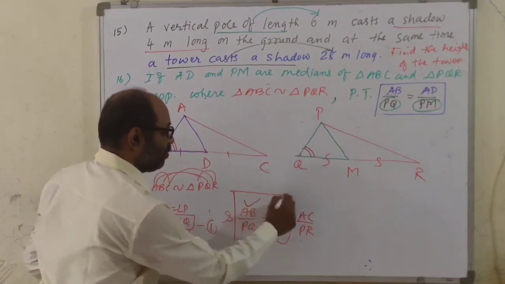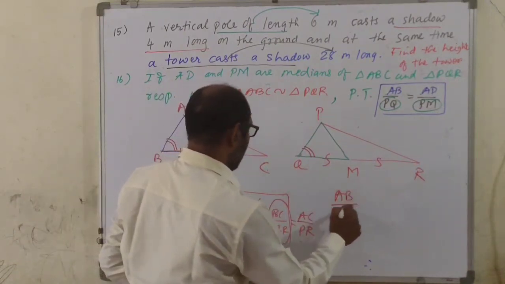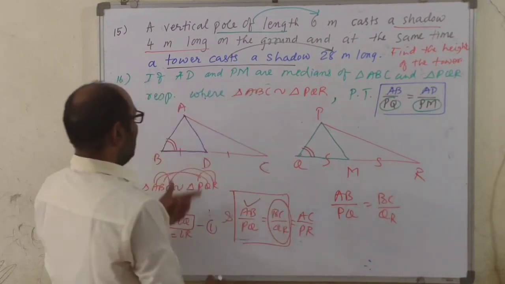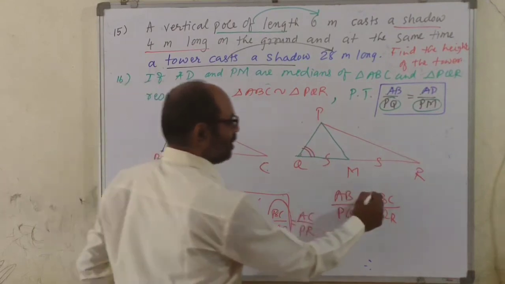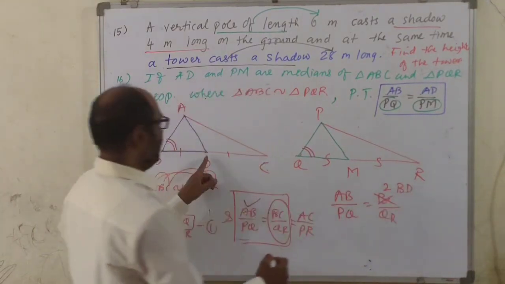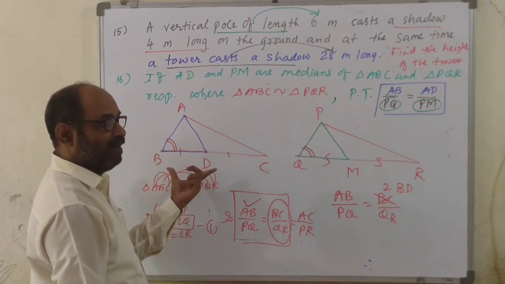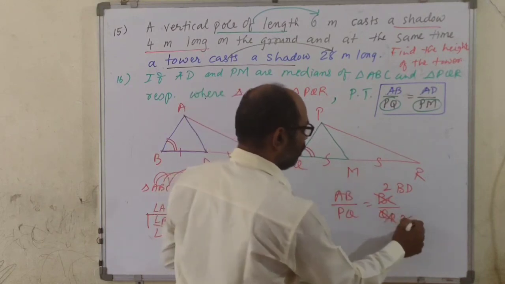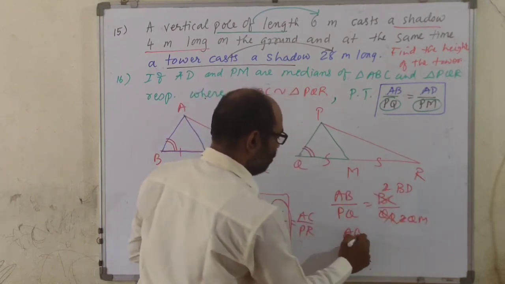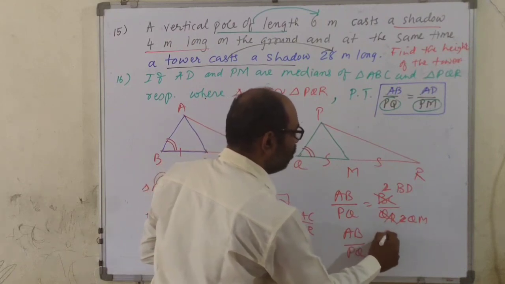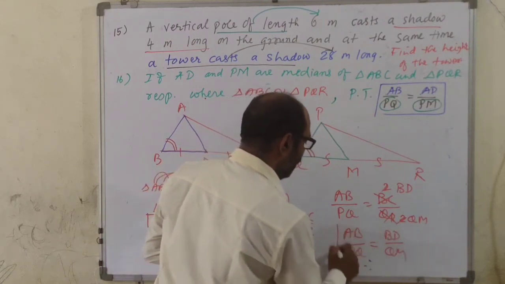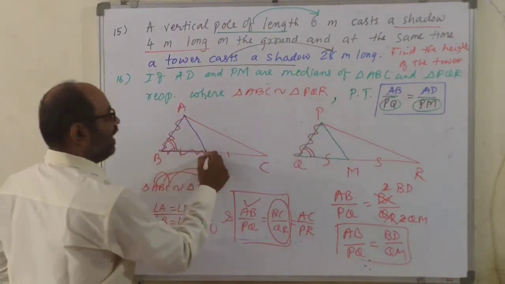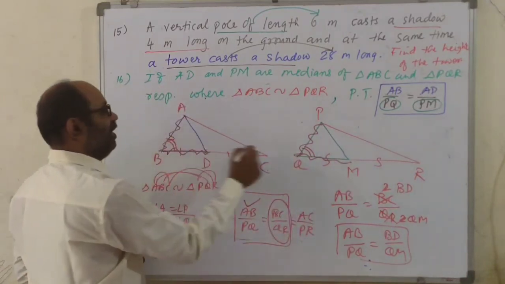So I'll use this too. By data we have AB upon PQ is equal to BC upon QR. चलिए BC is double of BD. 2 times BD because D is midpoint. So BD equal to CD equal to half of BC, और BC is double of BD. Similarly QR is double of QM. 2 cancel. So AB upon PQ is equal to BD upon QM. ये देखो, AB upon PQ is equal to BD upon QM and angle B equal to angle Q.